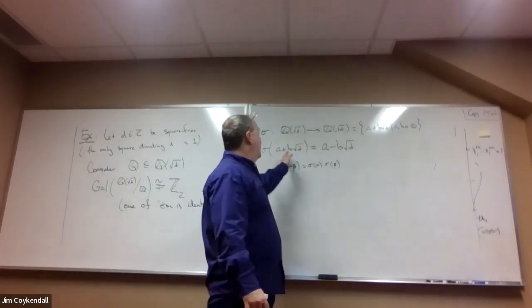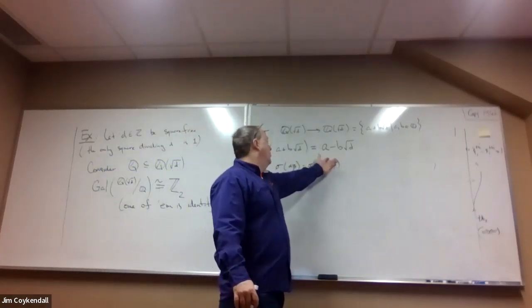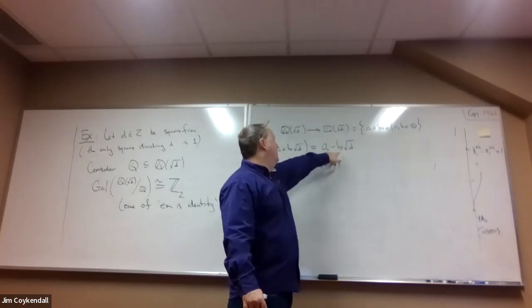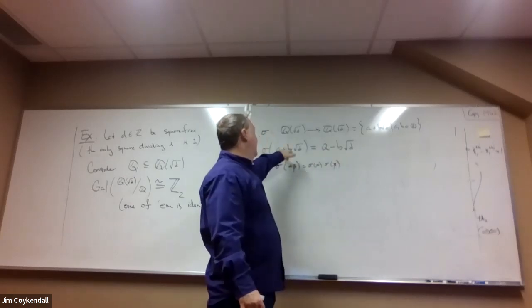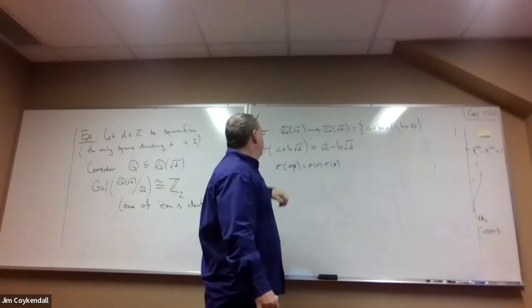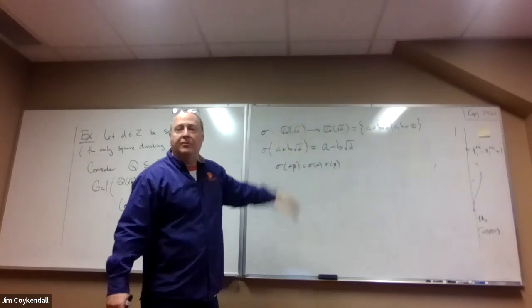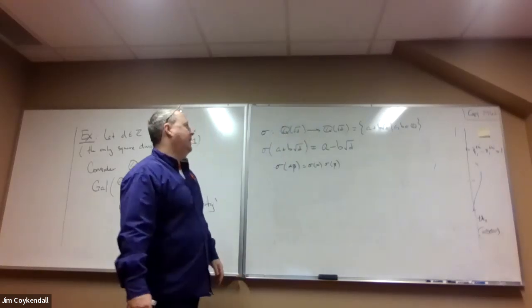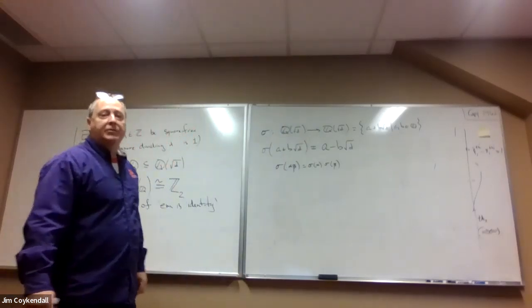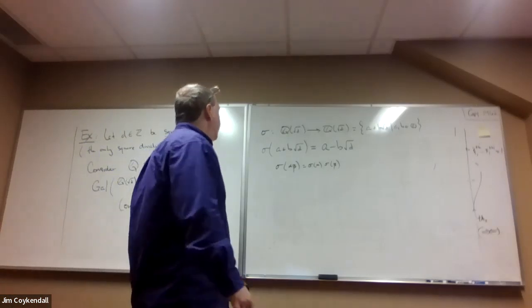Once you know that it's a homomorphism, it's clearly onto, right? Because if you want to get to A plus B radical D, start with A minus B radical D. And it's 1-to-1 automatically because these are both fields, right? You don't even have to verify that. And it has to be 1-to-1.